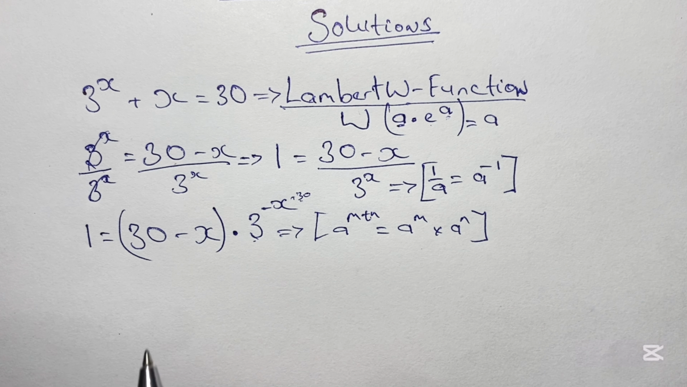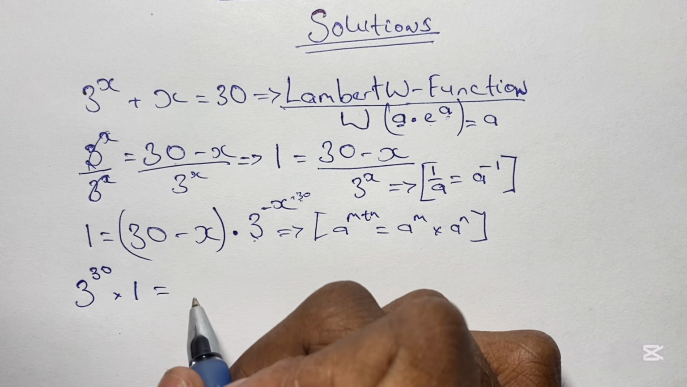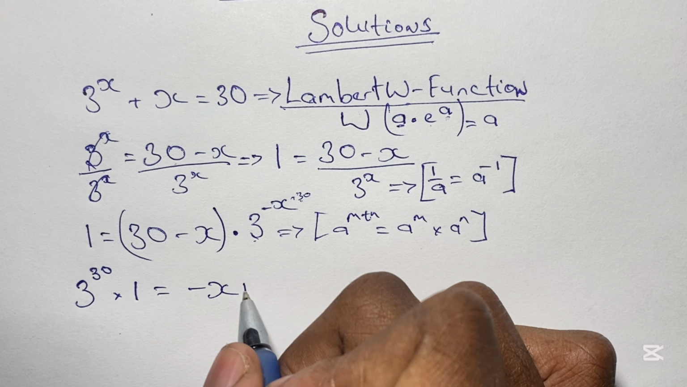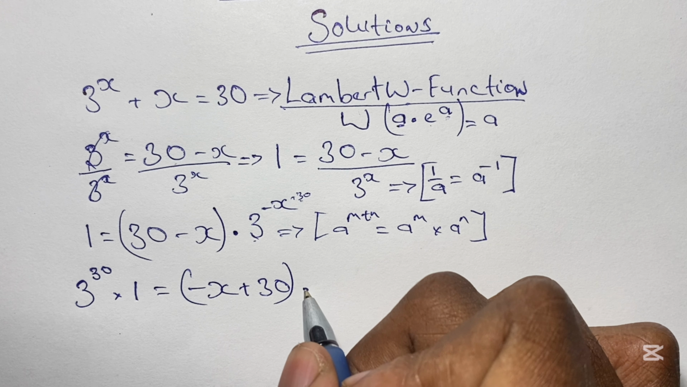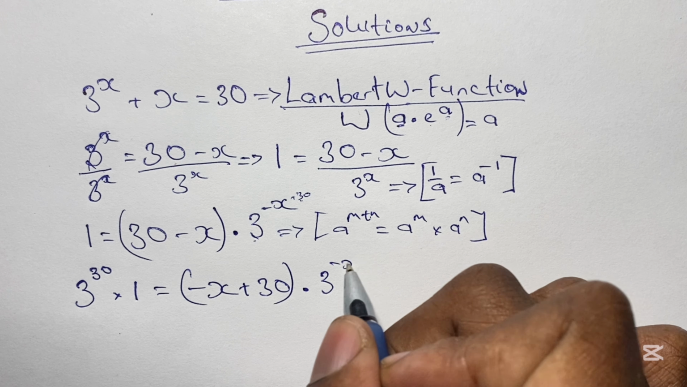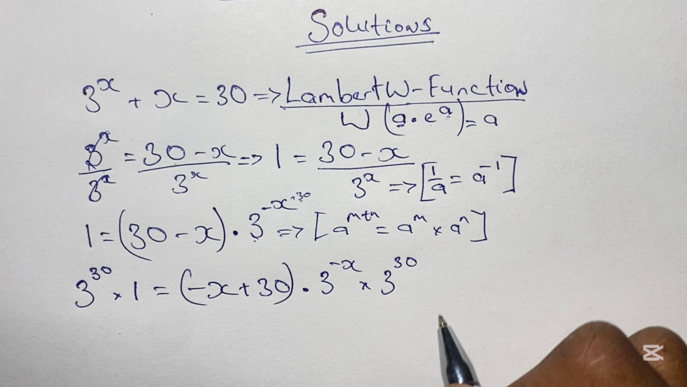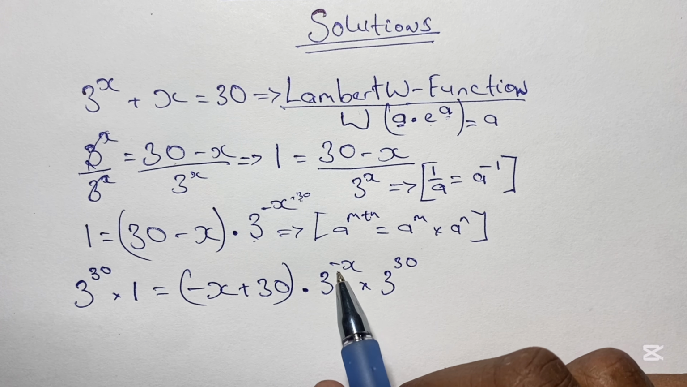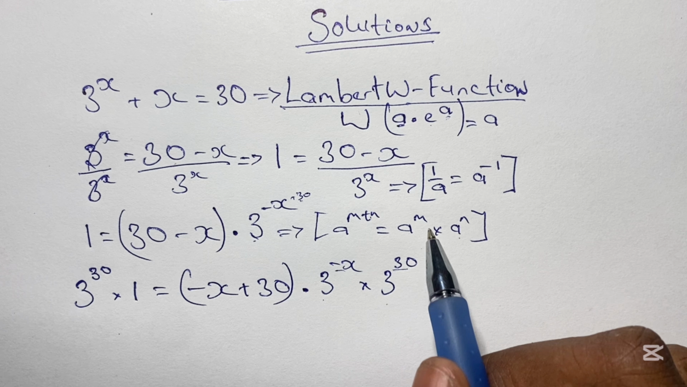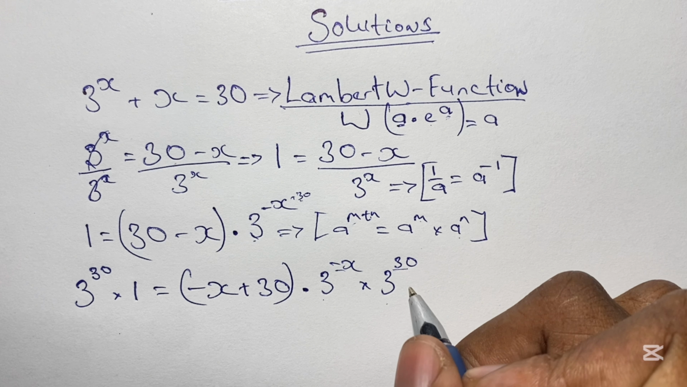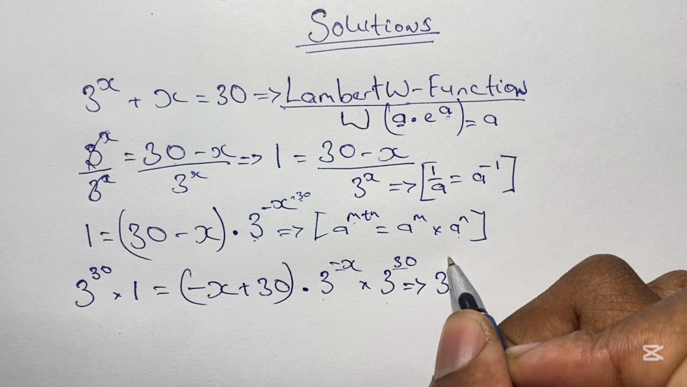So what this is saying is that we're going to have 3 to the power of 30 times 1. So we're multiplying both sides by 3 to the power of 30, is equal to negative x plus 30 times 3 to the power of negative x. And then from here we say times again 3 to the power of 30. So we are actually multiplying both sides by 3 to the power of 30. And using our law of indices that we explained earlier, this means that we're going to have negative x plus 30. So we could rewrite that as 3 to the power of negative x plus 30. So we're just going to do that right here.